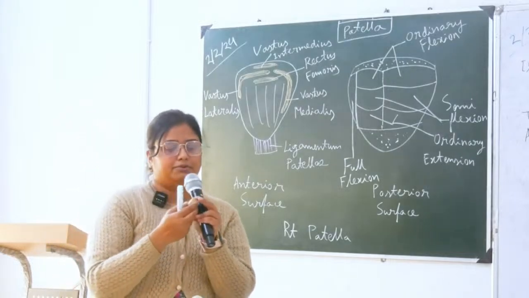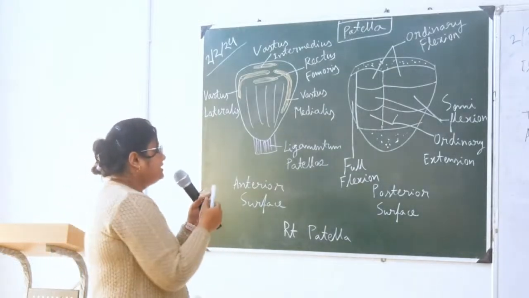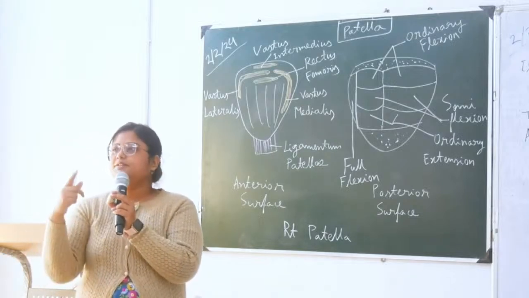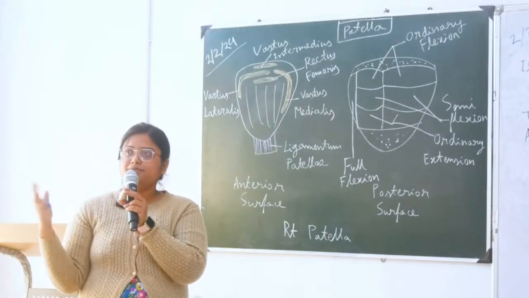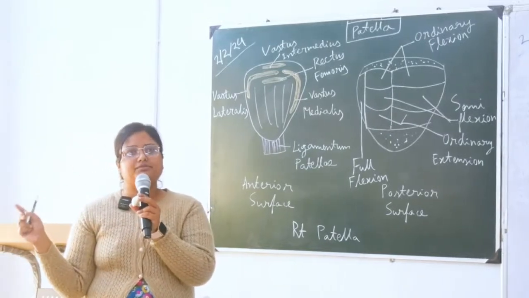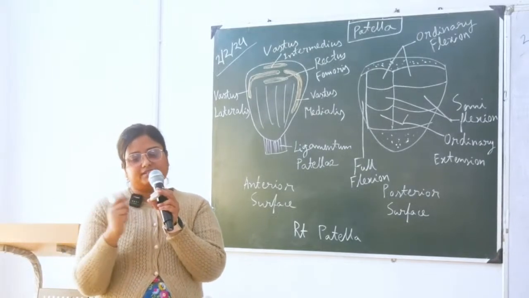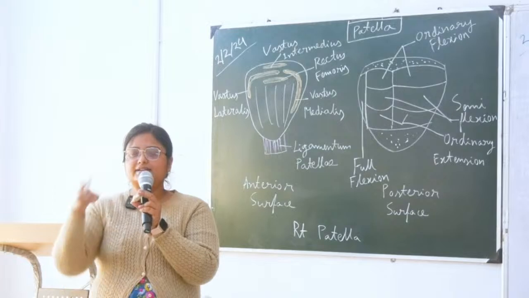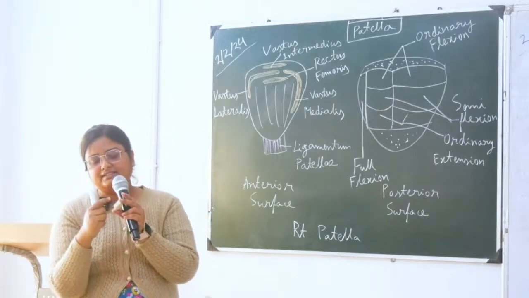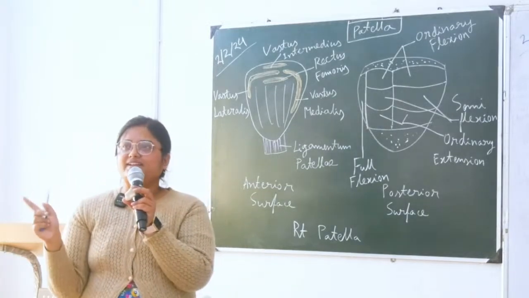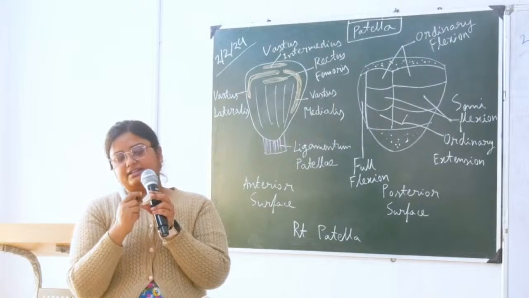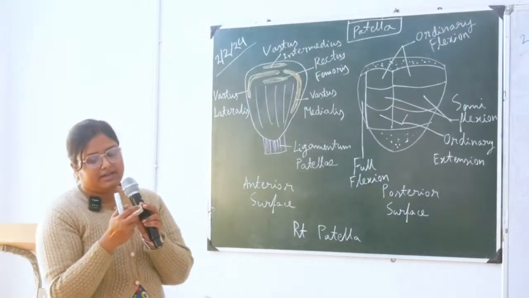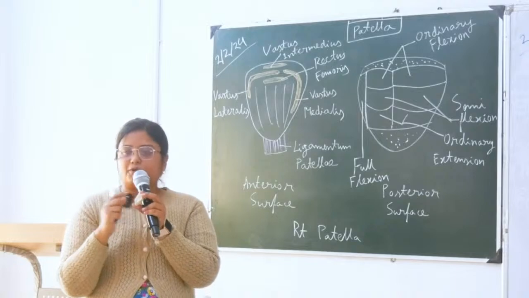Okay. Now we go to the posterior surface. Anterior surface is covered. It has longitudinal ridges due to ossification of fibers from the tendon of quadriceps femoris. Posterior surface has a rough area near the apex for attachment of ligamentum patellae, and in the upper part there is a large articular area.